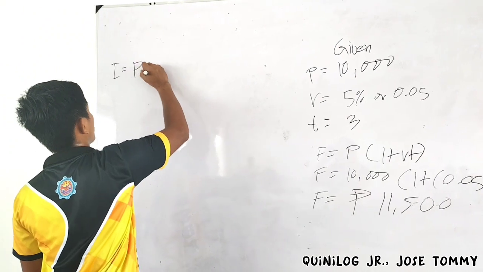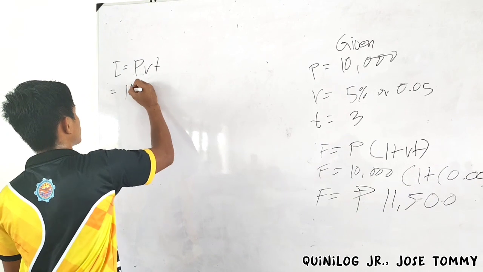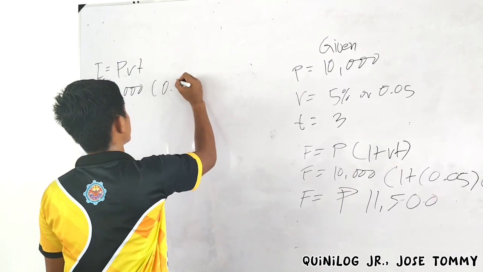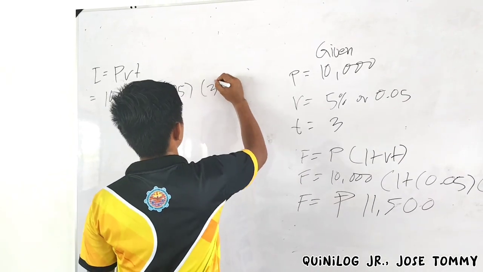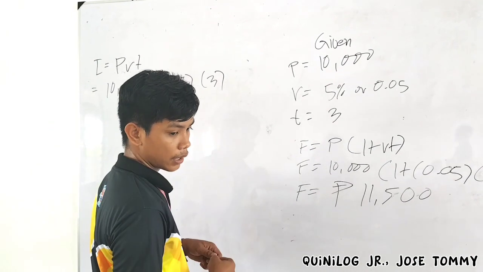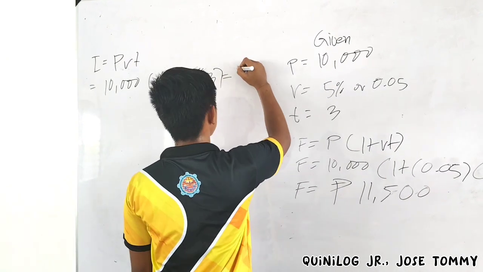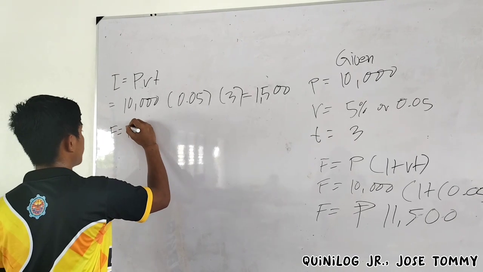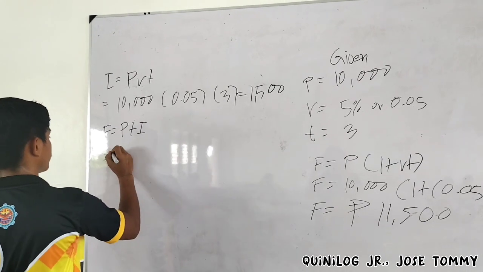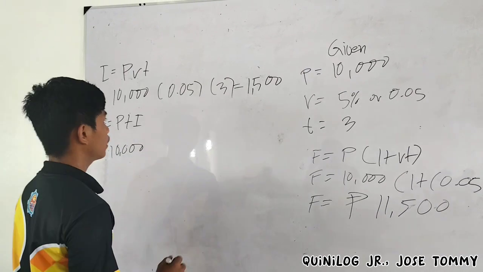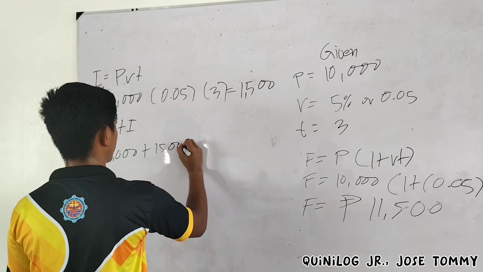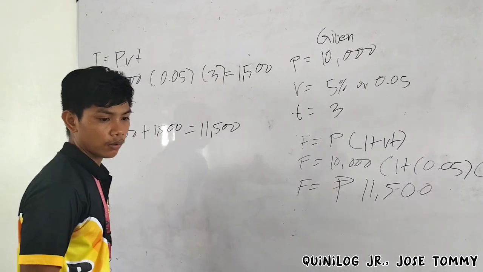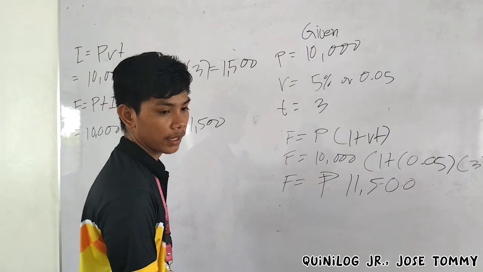I equals P R T. So ang principal na to is 10,000. Ang rate na to is 5%, so equivalent of 0.05. So ang time na to is 3 years. So ang total interest niya is 1,500. So para makuha na to ang 11,500, principal plus I. So ang principal na to is 10,000. Ang interest is 1,500 equals 11,500. So ang final amount ang gipangita sa example number 5.